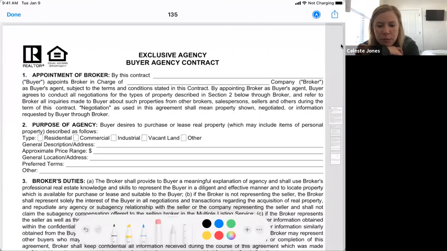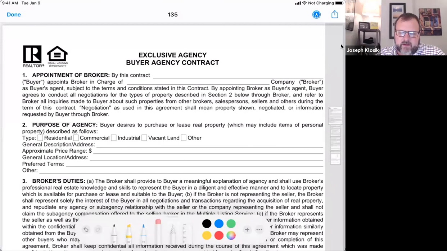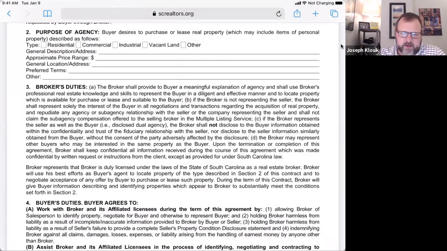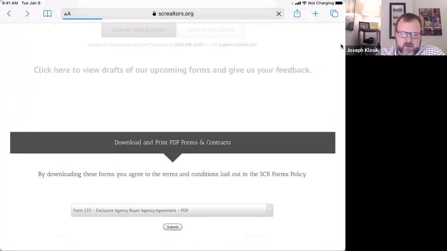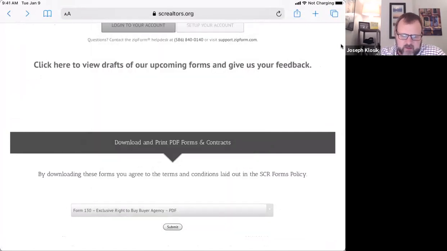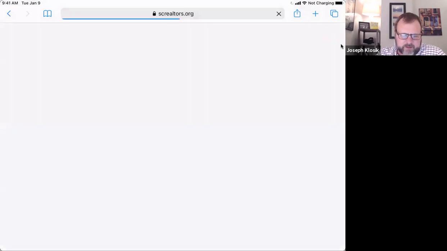Joseph, is this form number 130? 135. Okay, cool. Thank you. Just so you know really quickly, if you look at the difference, 130, I'll pull these back up. 130 is exclusive right to buy buyer agency agreement. Actually, no, 130 is the one we should be looking at. I had the wrong one up. 130 is exclusive right to buy buyer agency agreement. Exclusive agency would mean that they could be represented by another agent. So we are going to be using form 130. Sorry about that.